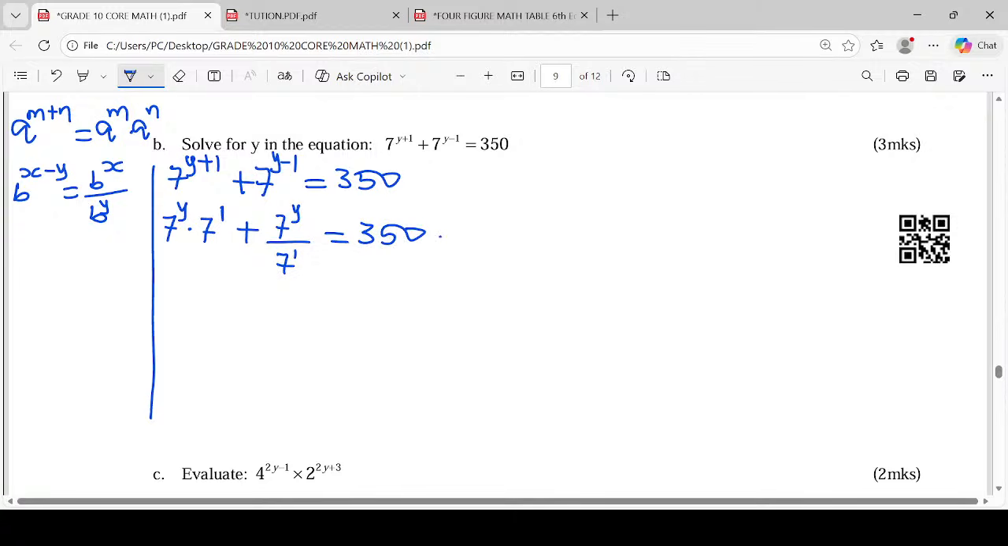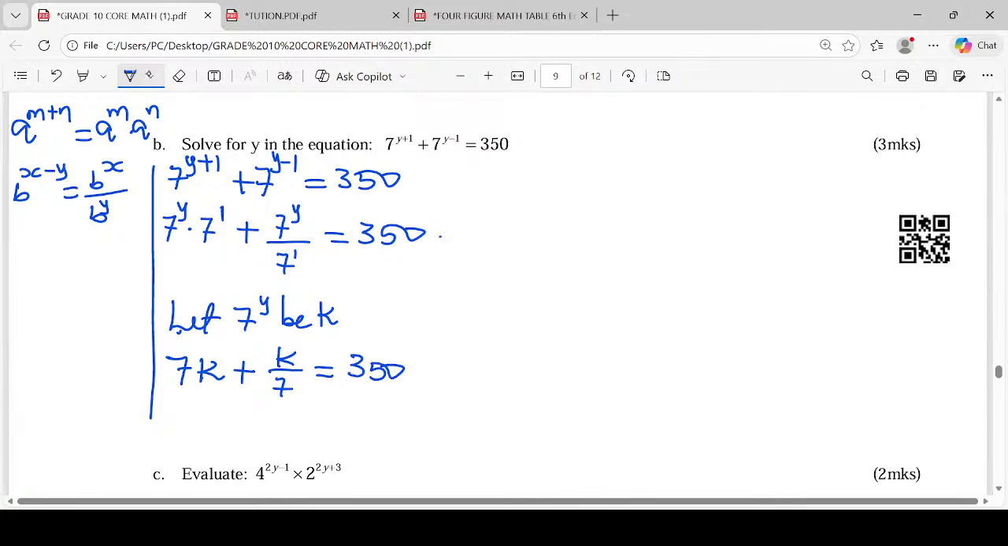When we are here, I can now say, maybe for instance, let 7 power y be k. So k times 7 power 1, that will be 7k. Plus, because 7 power y is k, so this will be k over 7 to be equal to 350. I can decide to remove this denominator by multiplying through by 7. I'll multiply here by 7, also here by 7, also here by 7.